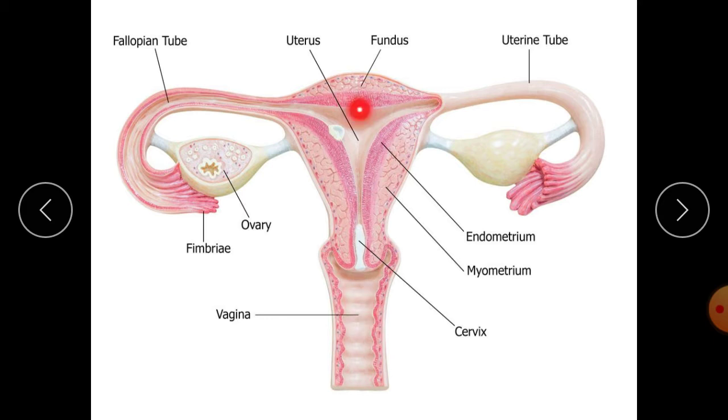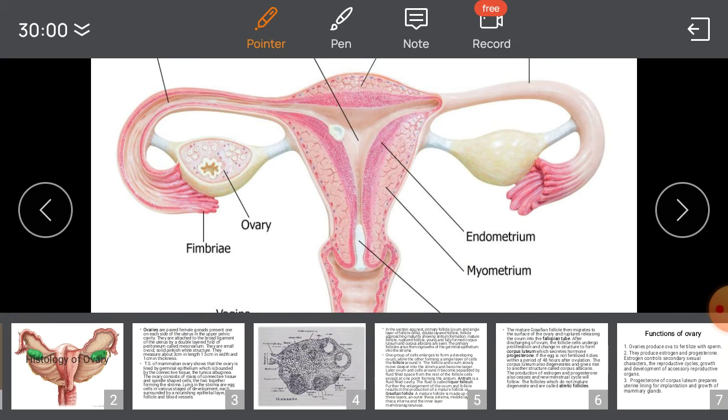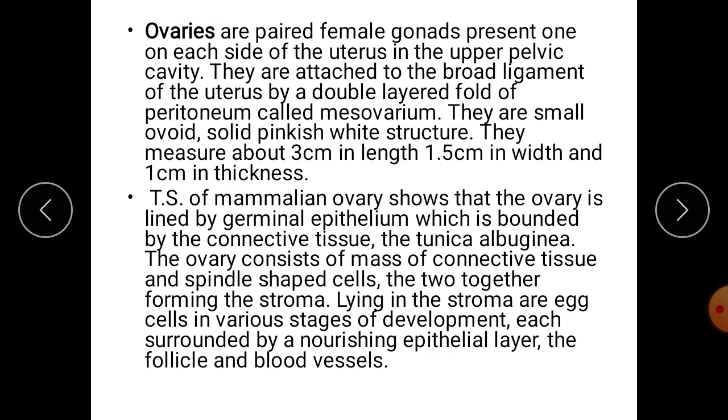This is the place where the development of the embryo takes place. So this is an embryo, can you see here? A small embryo is being attached to the wall of the uterus. The ovaries measure about 3 centimeter in length, 1.5 centimeter in width, and 1 centimeter in thickness.